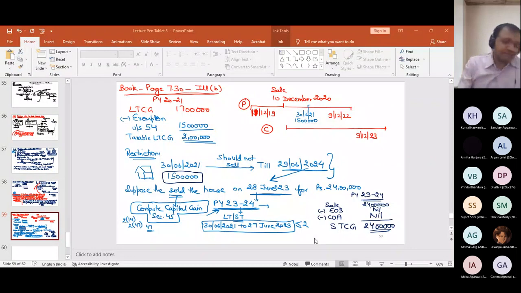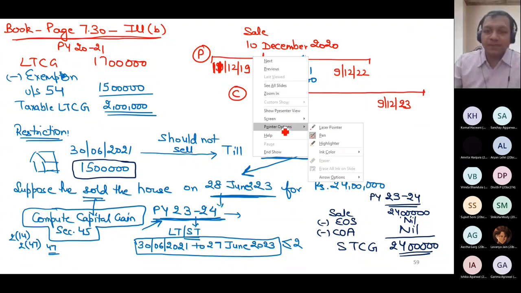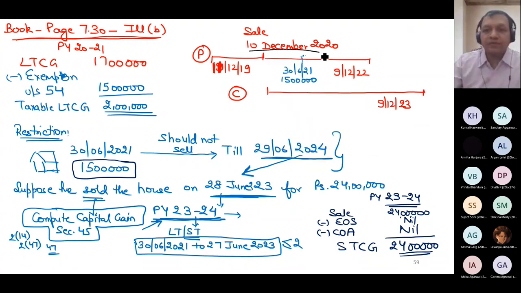Next point now. Purchasing a house property, or taking the decision of it, is not an easy task. So if you carefully see what is happening in my example, I am selling the house on 10th December 20. This date comes in previous year 2021.